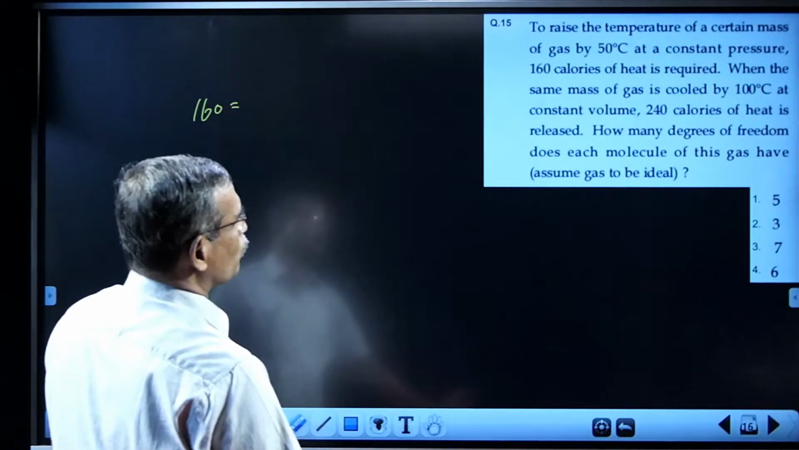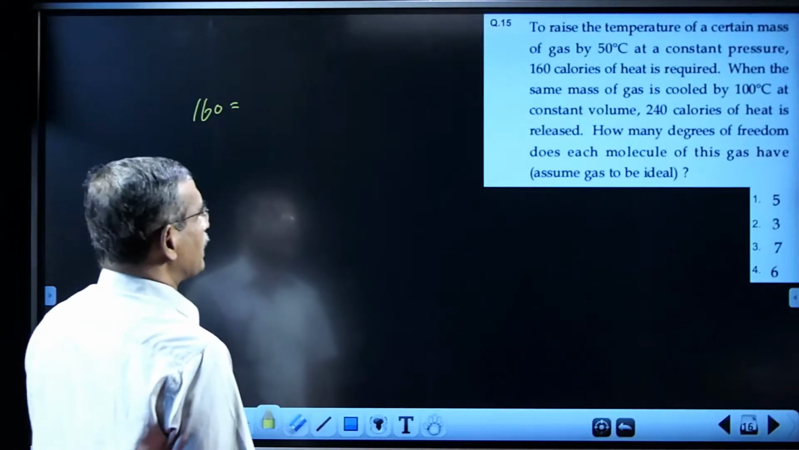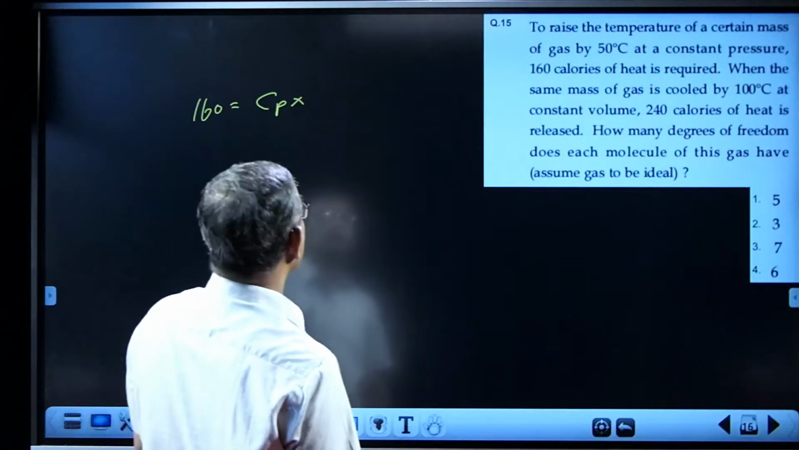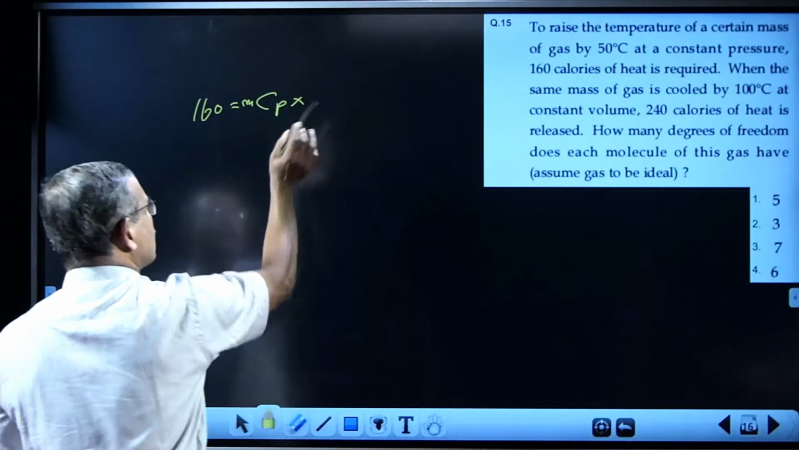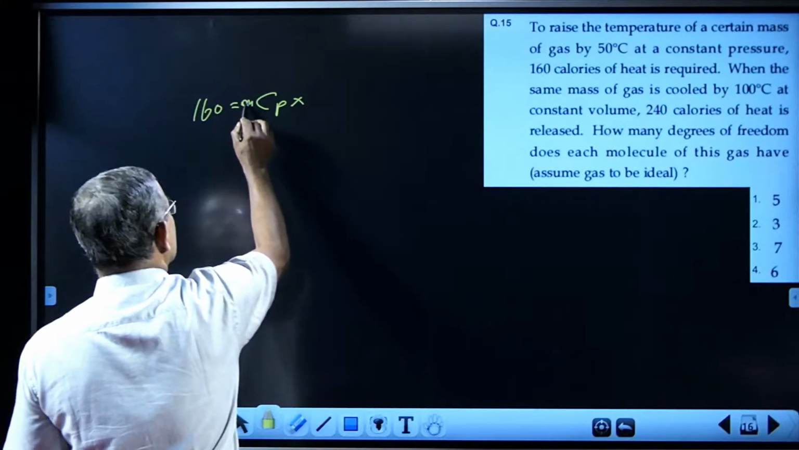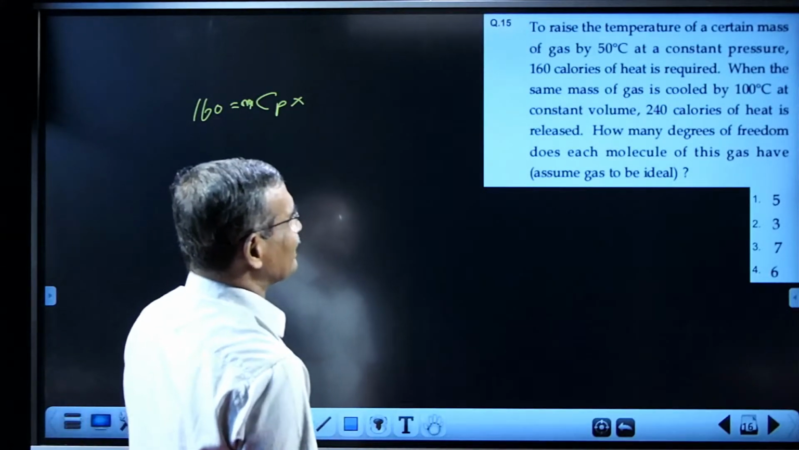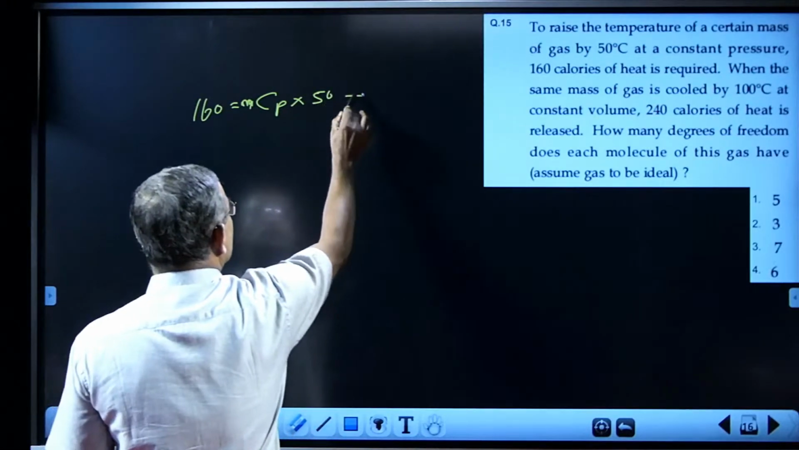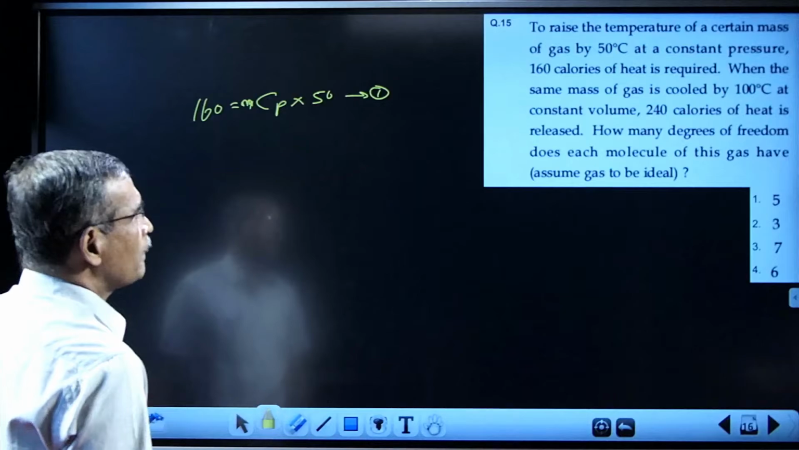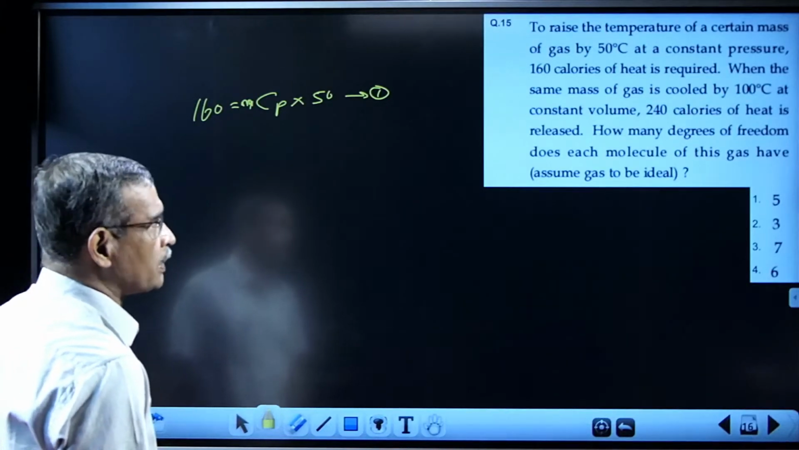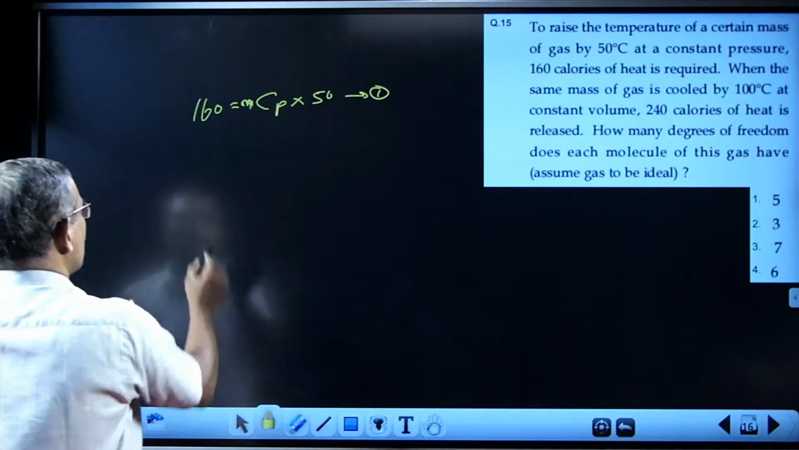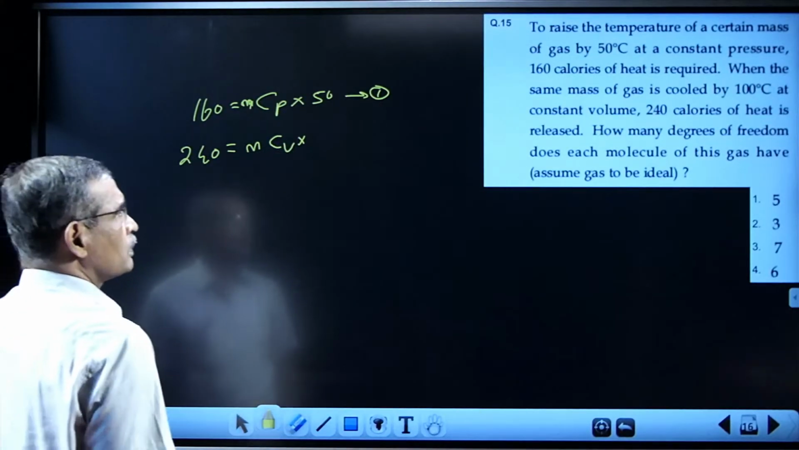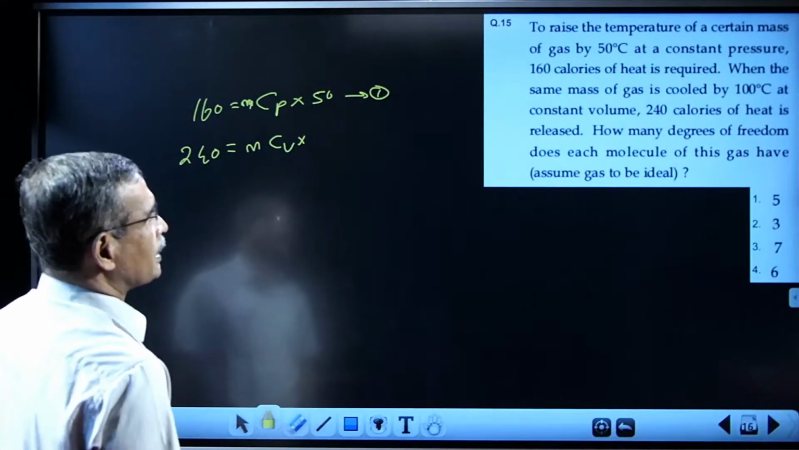Given mass, I am not going to write down the mass. That can be written as n Cp delta theta. What is the rise in temperature? 50 degrees. When the same gas is cooled by 20 degrees at constant volume, 240 is equal to n Cv into 100 degrees.